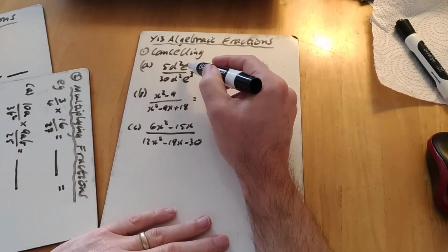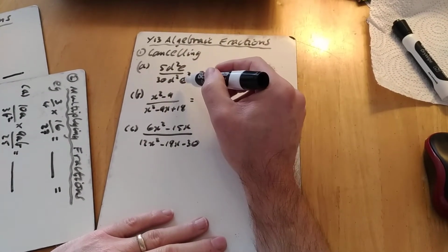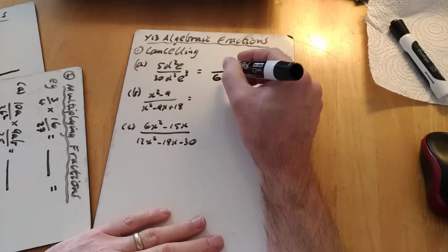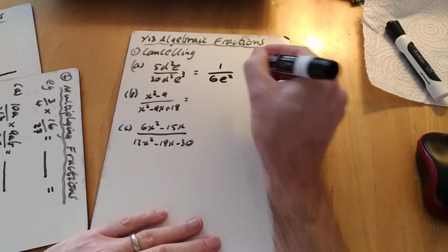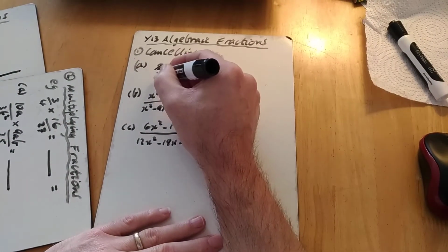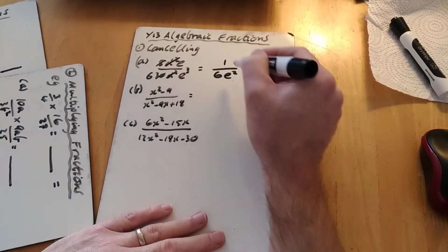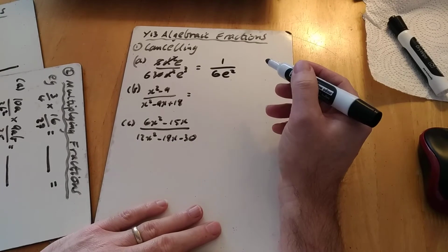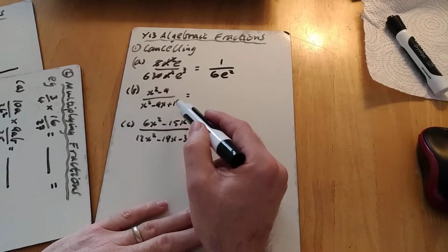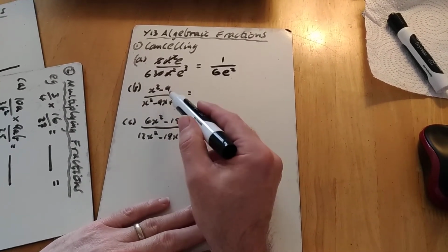The D squared and D squared cancel out. The E divided by E cubed becomes 1 over E squared. So it's as simple as that. So the 5 over 30 cancelling down to get 6. The D squared's cancelling out, and the E over E cubed, 1 over E squared. Nice and straightforward.